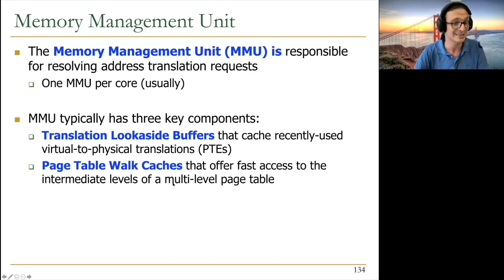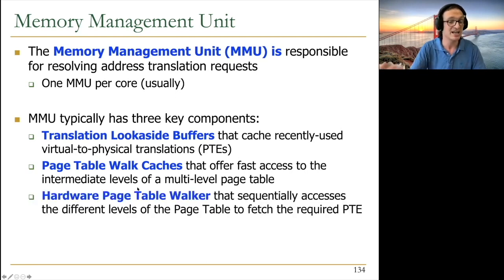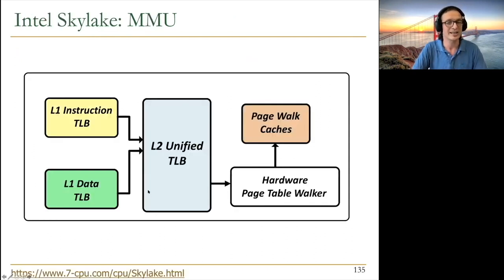This is to aid the translation, TLB misses essentially. And then a hardware page table walker sequentially does the page table walk, accessing the different levels of the page table to fetch the required PTE. And this is all in hardware. So now we can see that there's a big hardware component over here. Okay, let's take a look at this MMU.